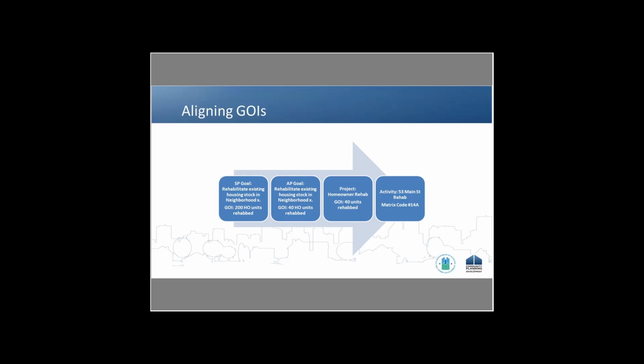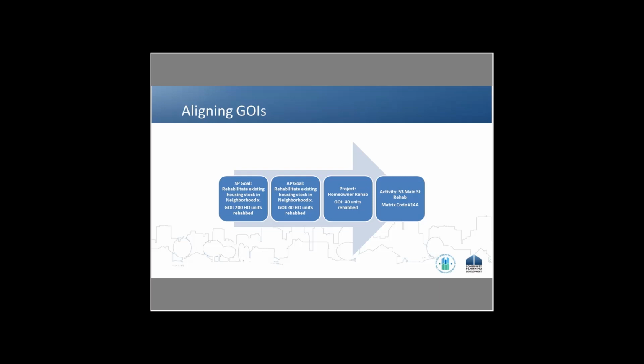What is most important here in looking at this and thinking about how the data communicates, you're using the same GOI for your strategic plan as you are for your action plan, as you are for your project, and then you're making sure that lines up with the appropriate matrix code for what your activity is going to be.